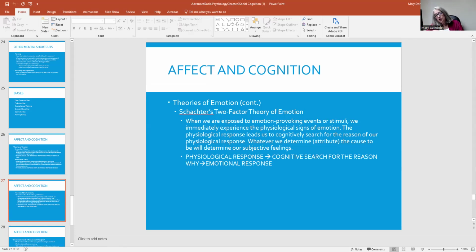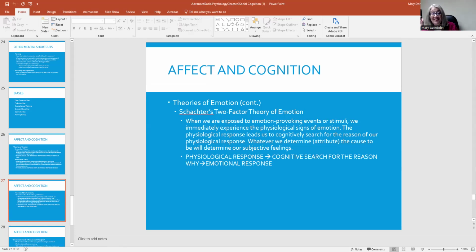See how the physiological response leads to a cognitive search for the reason why. And whatever we determine the reason to be, that's going to determine the emotion that we're experiencing. Okay. So you're in the movie, you're crying, you notice you're crying, you go, what is the reason I'm crying? Oh, this person in the movie is dying. I'm crying. What is the reason why? My husband just asked me to marry him. I'm elated. Okay. So you're going to go through a step.